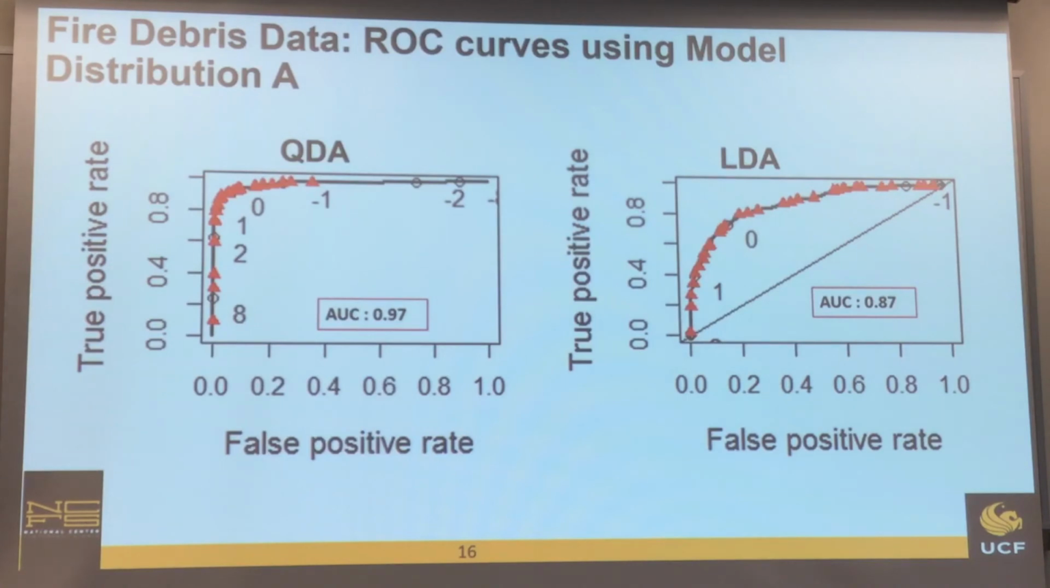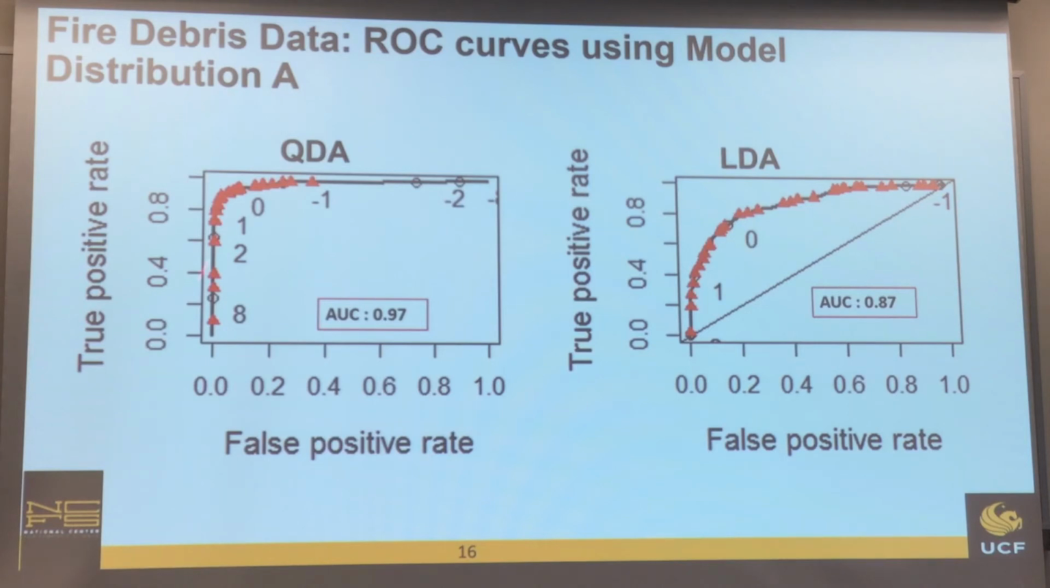Now, it was determined that population distribution A was the most optimal, and that was because it calculated relatively high area under the curves with small variances between each testing data set. So that was used in order to evaluate real fire debris.